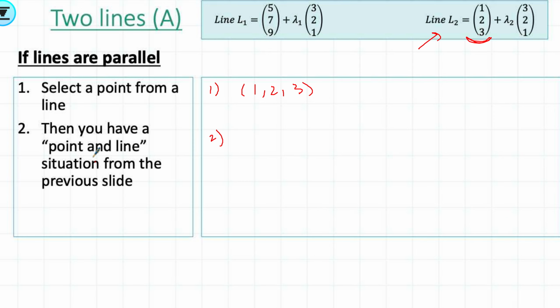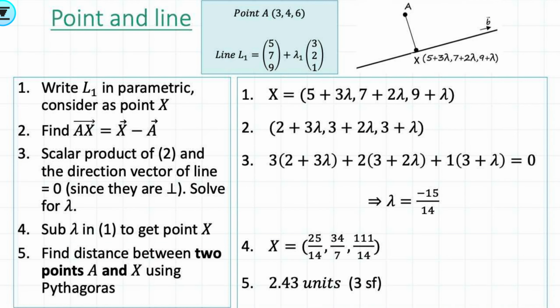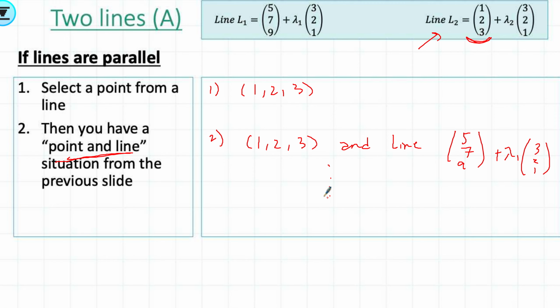And then what I have right now is a case of point and line that we just solved. So right now, I can rephrase the question and say, I want to find the distance between (1, 2, 3) and the line (5, 7, 9) + lambda (3, 2, 1). And then continue with the steps. You can practice this right now. So it's similar to what we did previously, the point and a line. Now we're in this situation. And for this example, the distance should be 4.58 units.